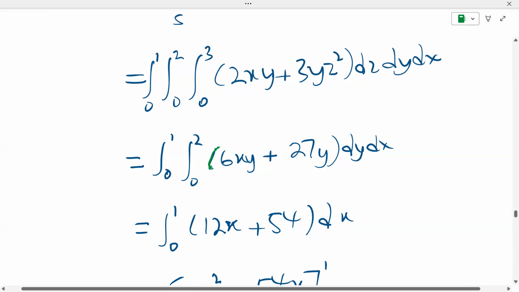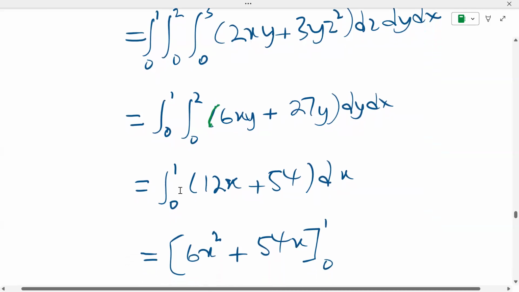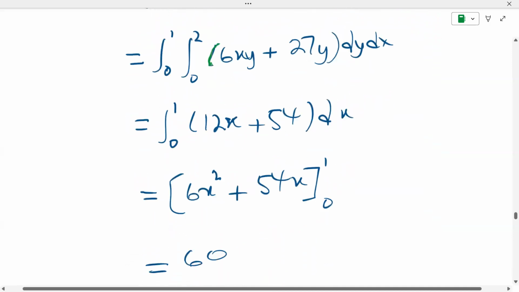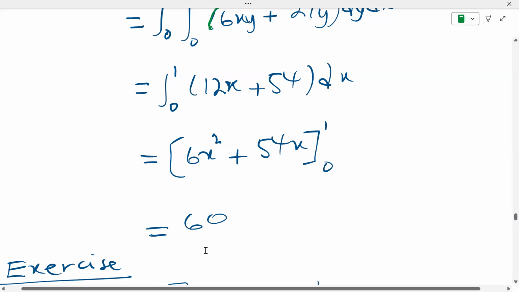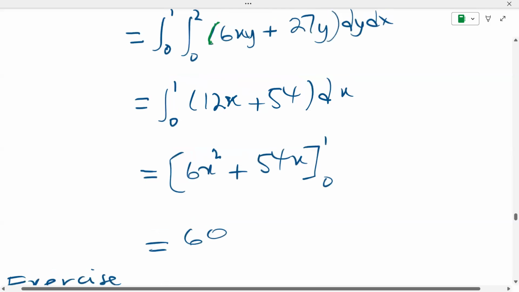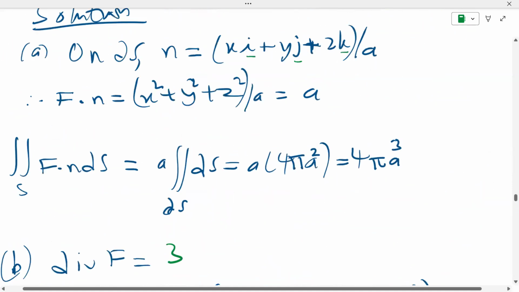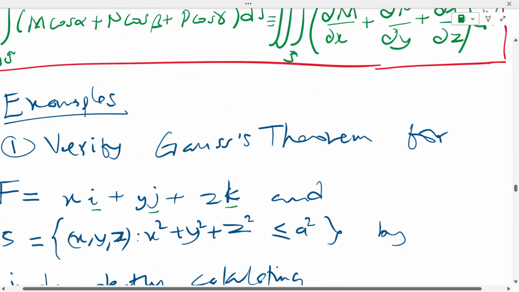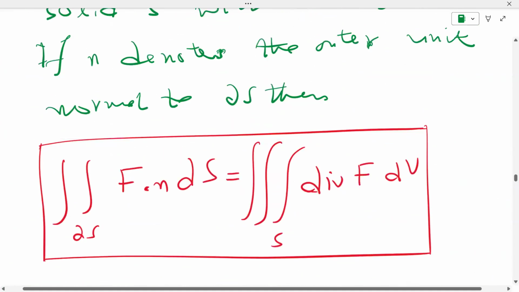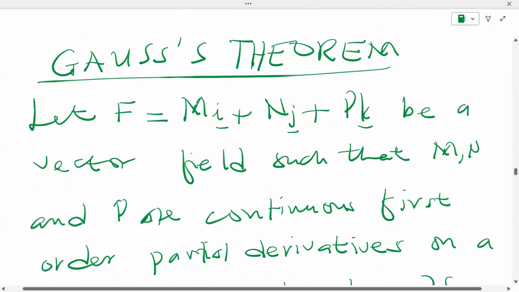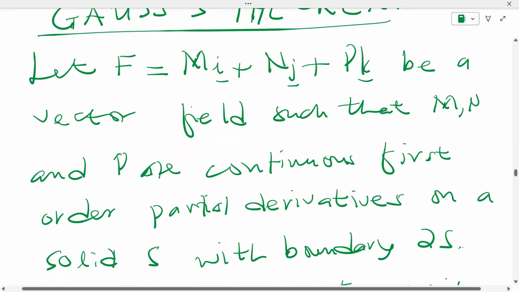We now move on to x, so that's the last integral. We add 1, we get x squared, and we divide 12 by 2, so 6x squared. This one will give us 54x. Now slot in our values. For 0, everything goes to 0; for 1, we get 6, and then plus our 54, and that gives us 60. Great, so that does it for this one. That does it for Gauss's theorem.